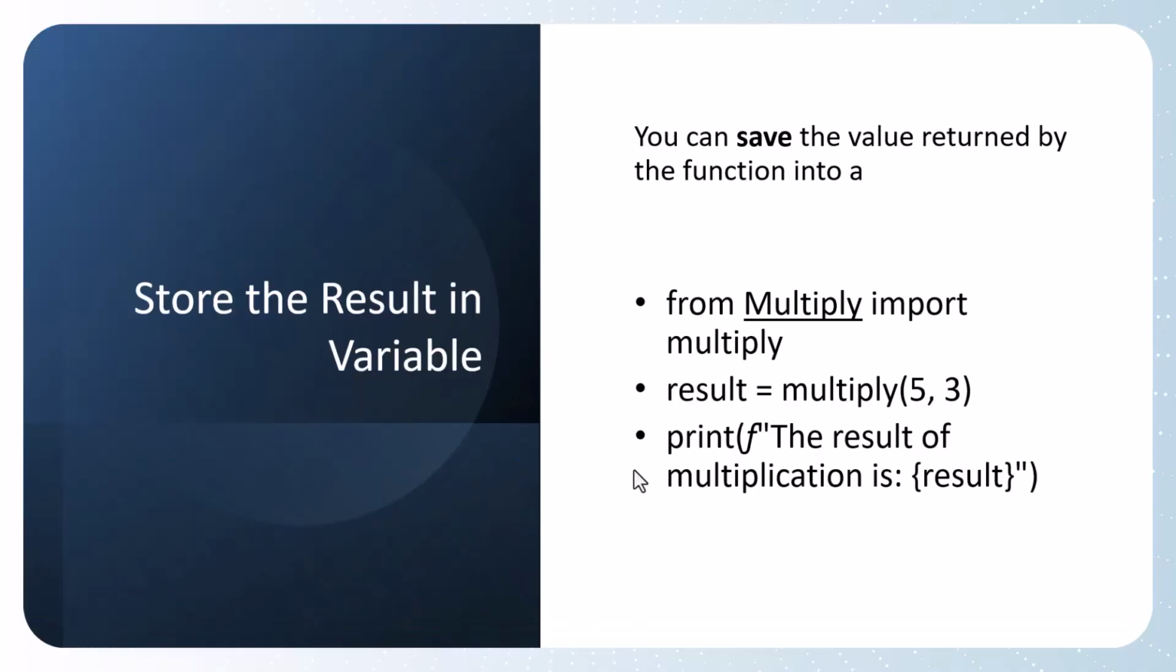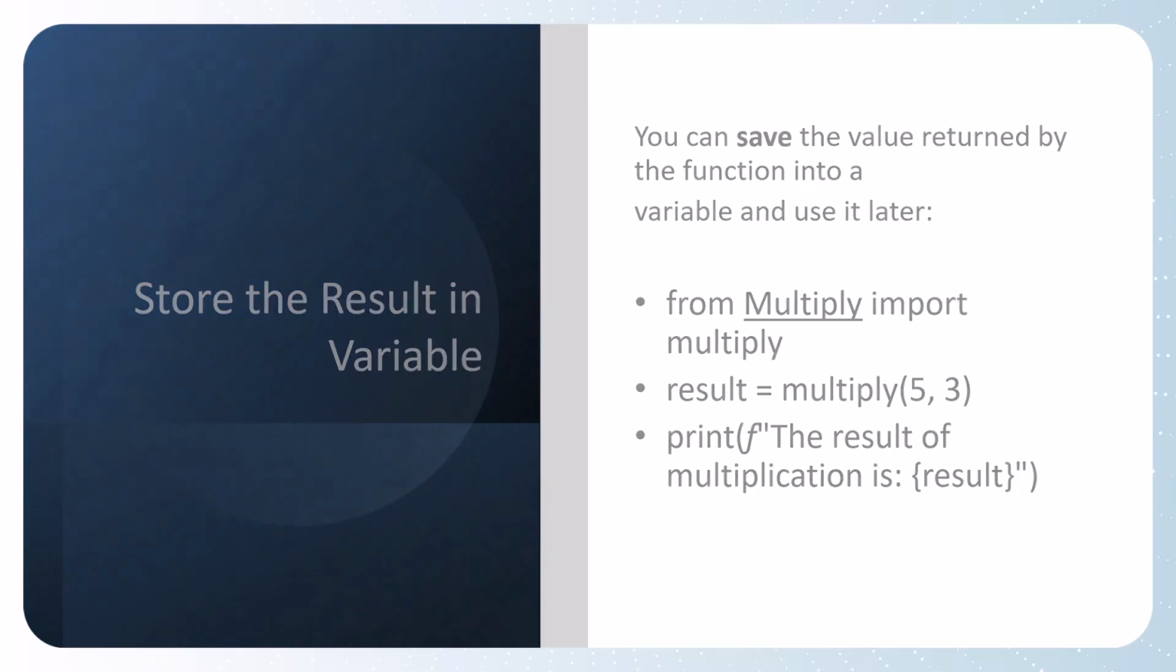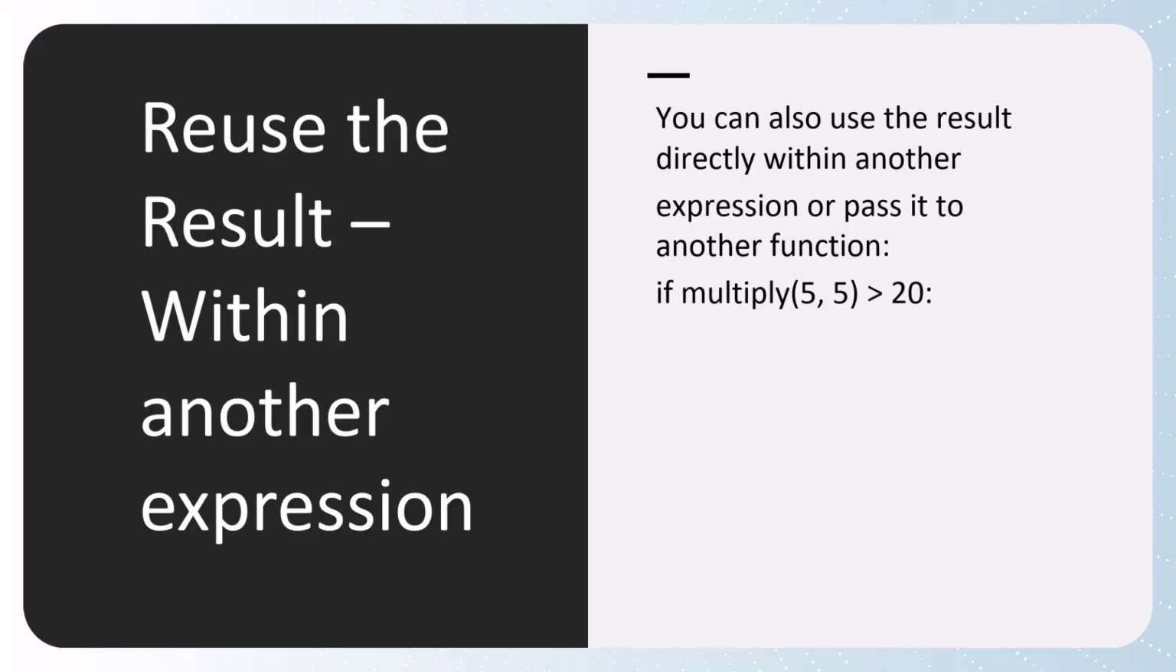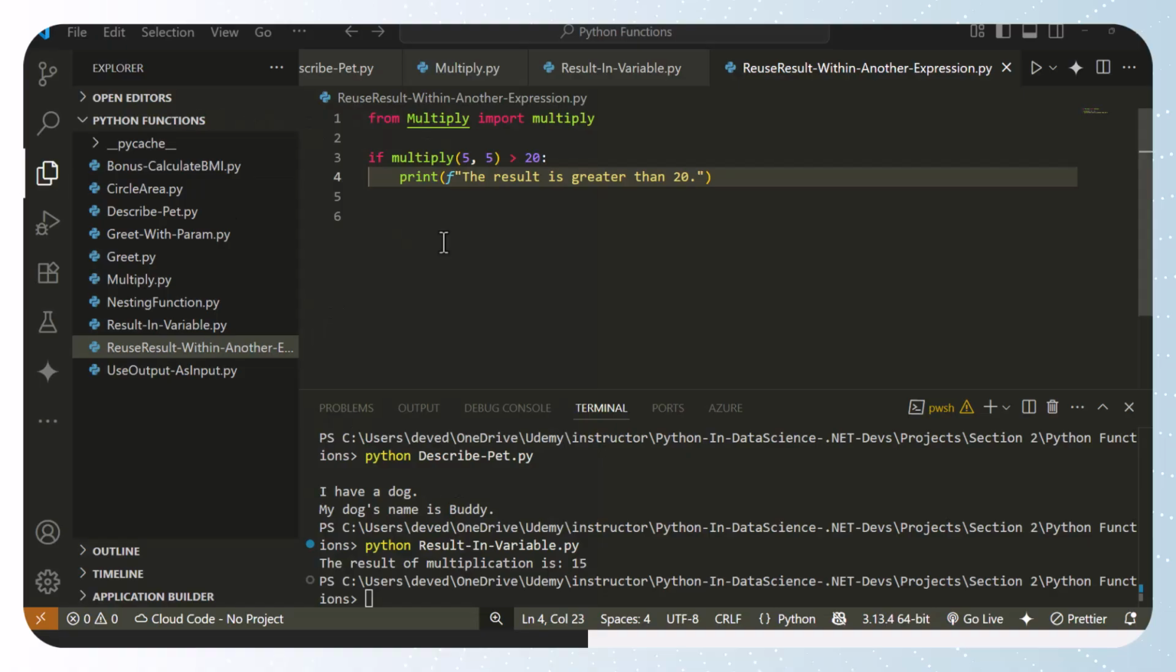The next way is you can save the value returned by the function into a variable, which is what we have just seen, and use it later. And you can reuse the result within another expression. You can also use the result directly within another expression or pass it to another function. So we'll see that: if multiply with arguments 5 and 5 is greater than 0, print "the result is greater than 20". Okay, so we have got this file.